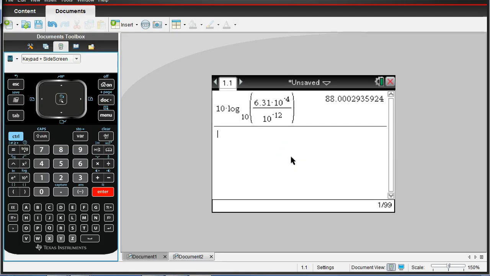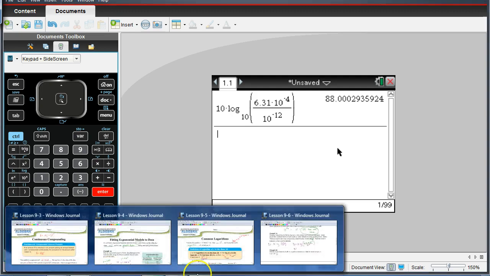Now a note on this, if you don't have a CAS calculator, you want to make sure that you do this correctly. Make sure that you have parentheses around this quantity. The fact that you're multiplying 6.3 times 10 to the negative 4th divided by 10 to the negative 12th, you shouldn't have to worry about your calculator making any mistakes there. But it's very important. The nice thing about the CAS is after you hit enter, it'll always show you what it entered in, so you can double check and make sure that you did it correct. So again, we get 88 decibels as your answer.